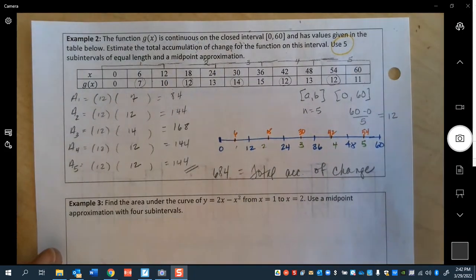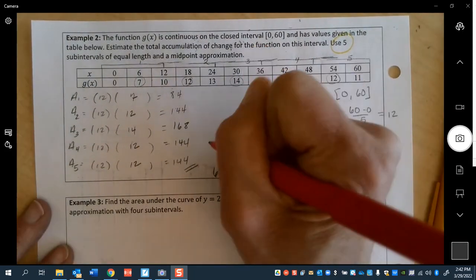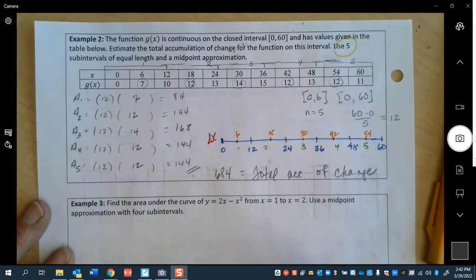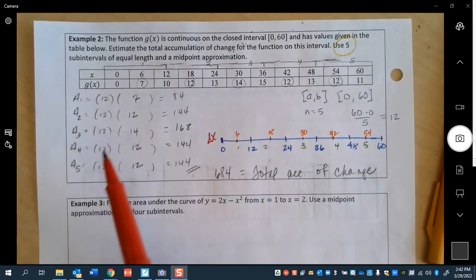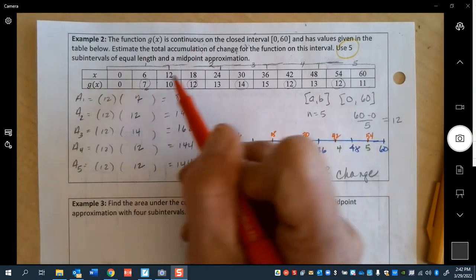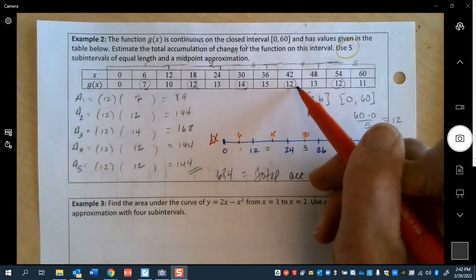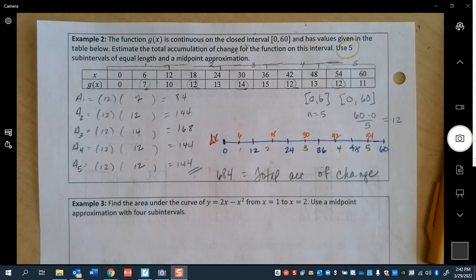So here is where I'm talking about my delta x. This is my change in x. And then my output is where I get those second values. So sometimes if they give it to us in the form of a chart, we need to be able to find our intervals on our input values. And then, like I said, whether we're doing left hand, right hand, or midpoint sums, that's what we do for our total accumulation of change.